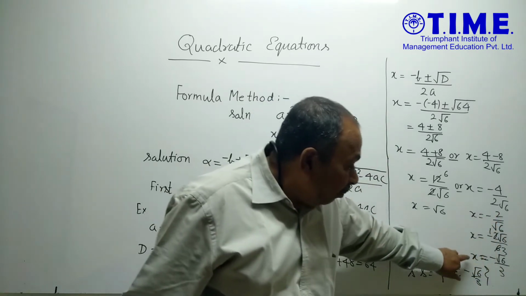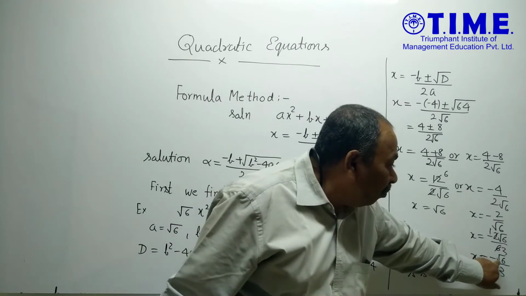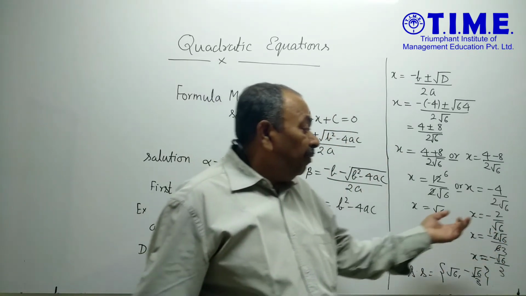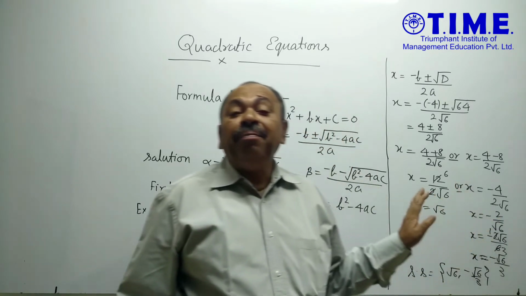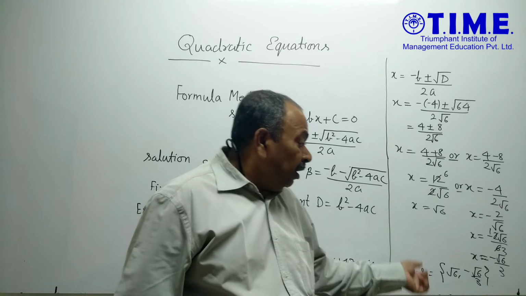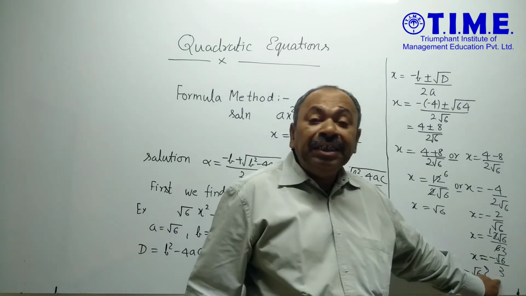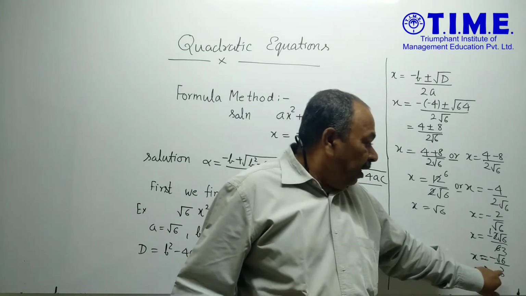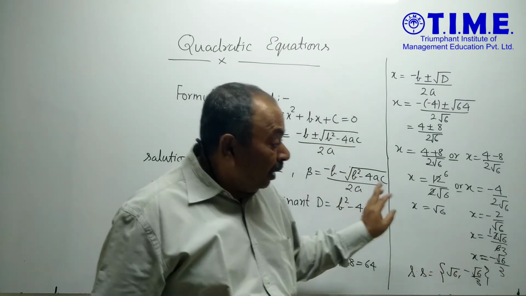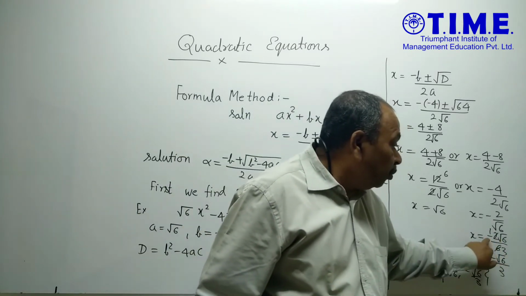So simplification is what? x is equal to minus root 6 upon 3. How are we getting this? Whenever we write the answer, the surd should not be in the denominator. The answer is always in the form where the denominator should always be an integer. Yeah, positive integer, yeah, negative integer, no problem. But our answer should never have a surd in the denominator.